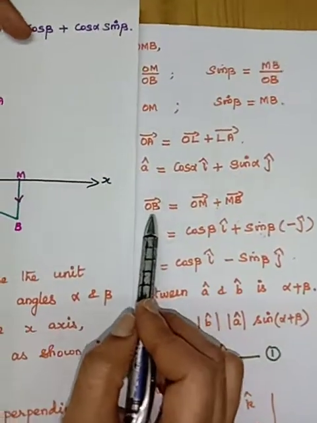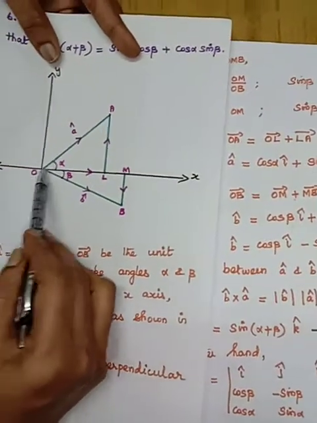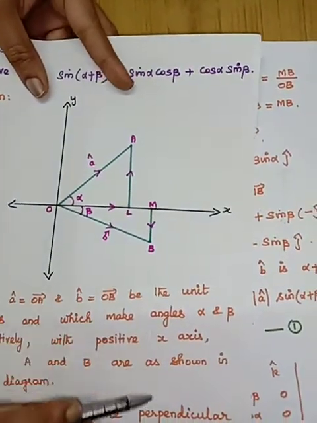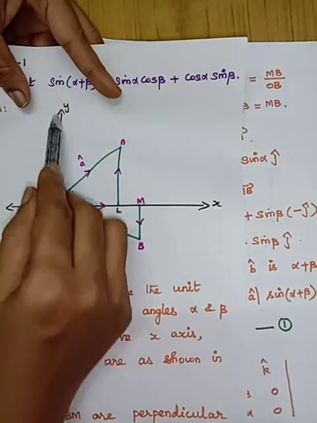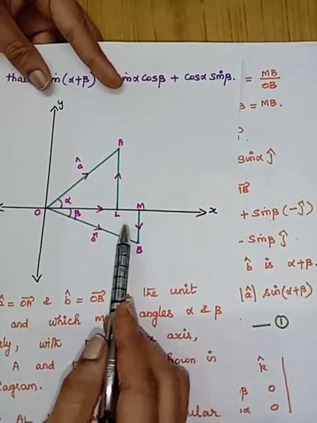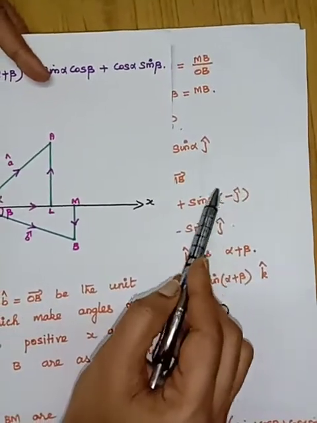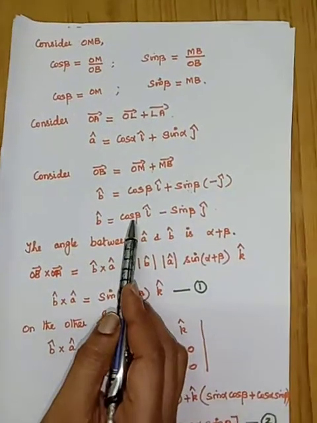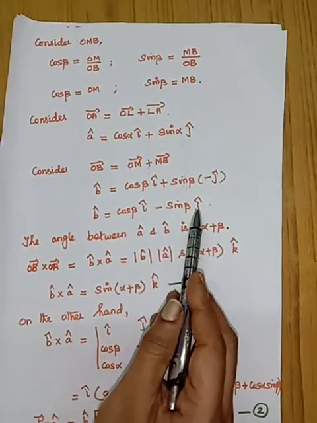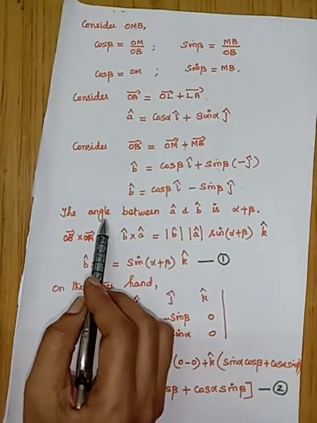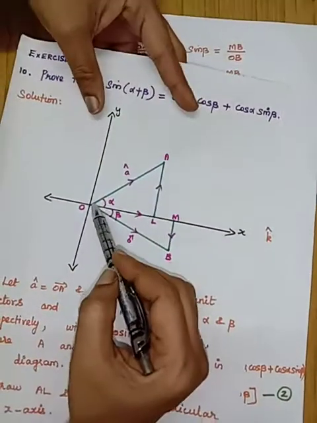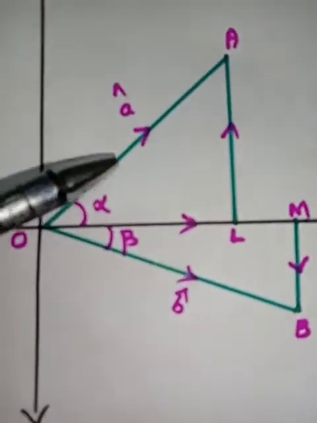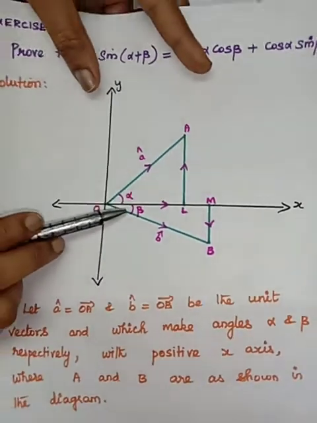Coming to the OB vector, OB vector can be written as OM vector plus MB vector. So MB vector is acting downwards, j cap is acting upward, so the direction has changed. So here you have to mention minus j cap, that is the important one. So B cap is equal to cos beta i cap minus sin beta j cap. Just come to what is the angle between A cap and B cap. You see that this is your A cap and this is your B cap. So the angle between them is alpha plus beta.